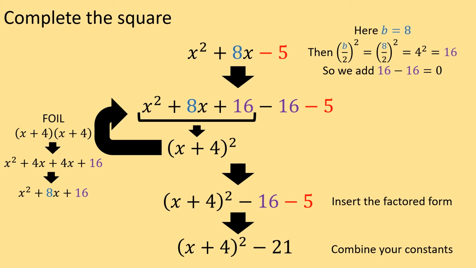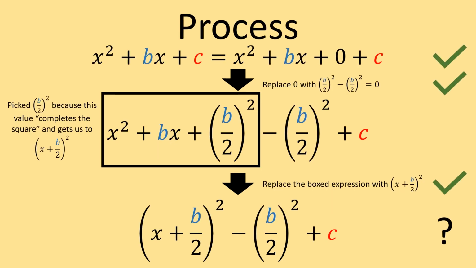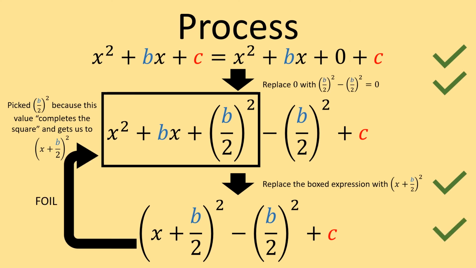And the reason we add and subtract the b over 2 squared term is so that we can complete the square with the x squared plus 8x terms here. And so if we look back at that process I was talking about earlier, we can always check that the result we get from this process is correct by simply FOILing out our result and making sure that we get the appropriate quadratic that we started with whenever we combine all of our like terms. So why don't we work through another example?